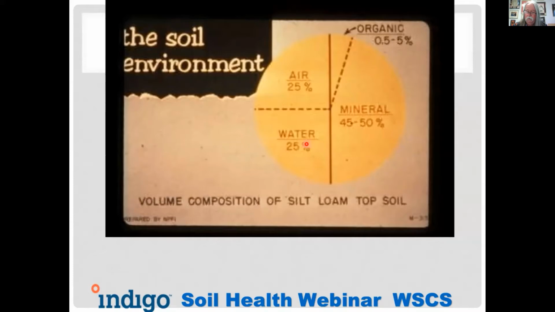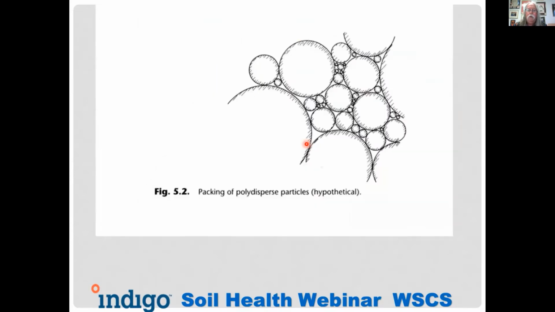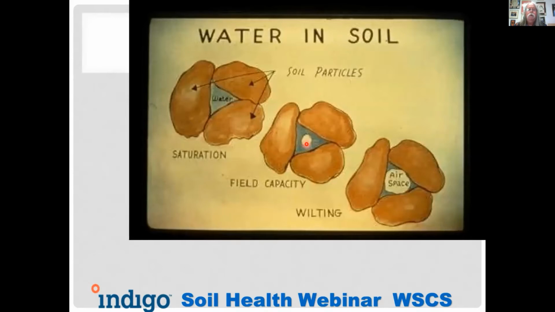25% air, 25% water. That's 50% airspace. Pore space, places to move the water. And we have different textures of soil. You can pack these together and have different hypothetical pore spaces. But here's what we're trying to do. Everything needs air to live, and so do those roots. We can't have saturation in there.